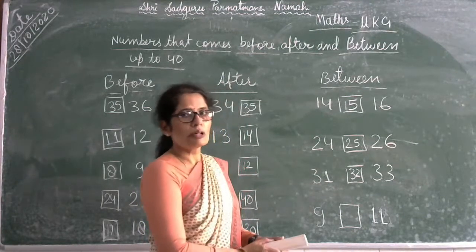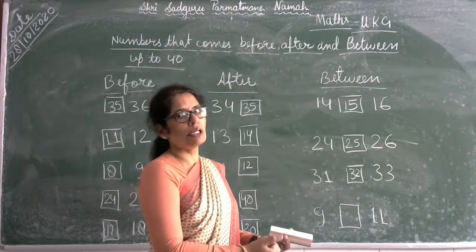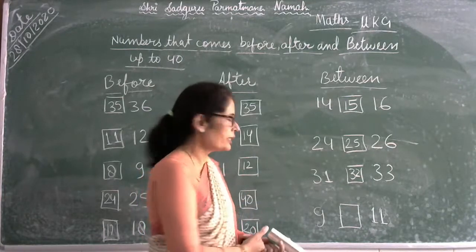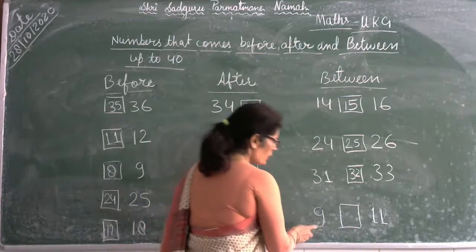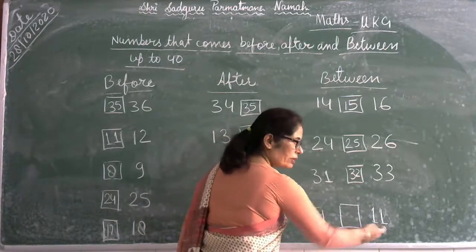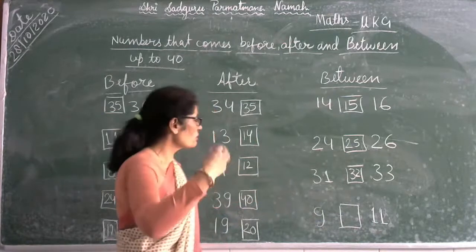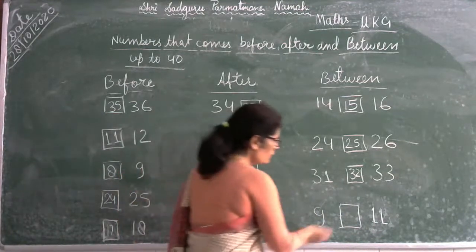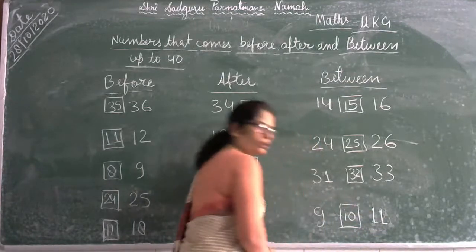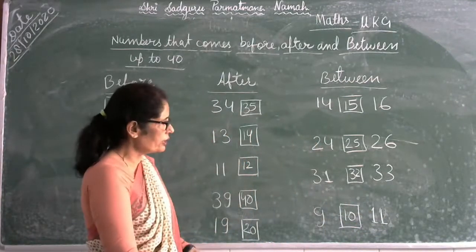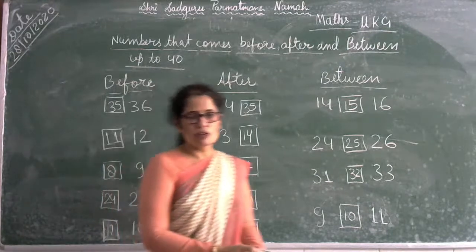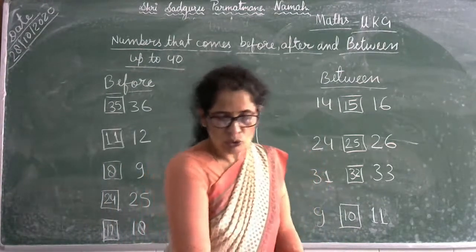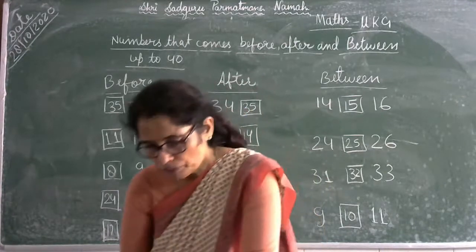It's not the after or before number here. Here 9, 10, 11: the number between 9 and 11. So we will recite the counting forward. 9, 10, 11. So the number is 10. Like that, children, you can do the practice if you know the counting properly and recite it many times. So you can do it easily.